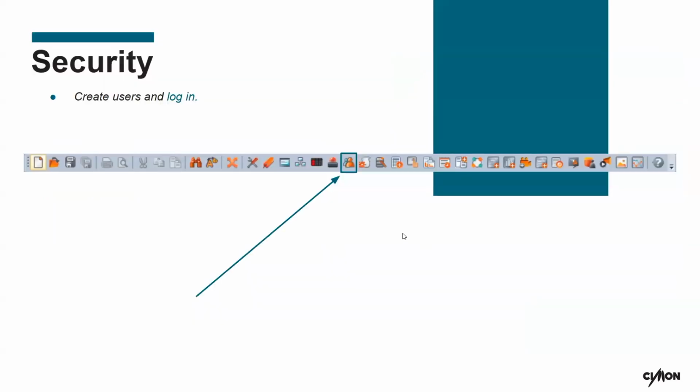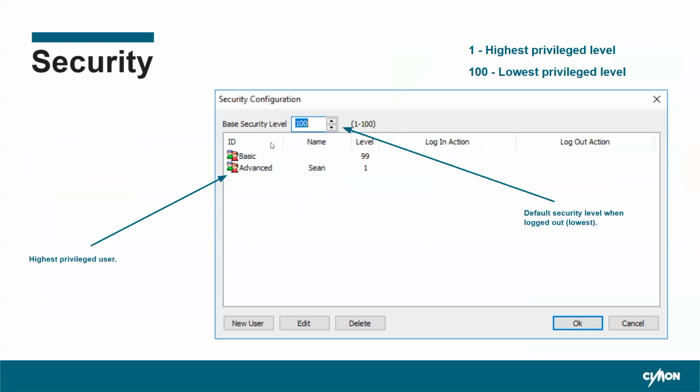Security, this is what I really wanted to get into. So you can create users and have the ability to log in and log off. As I mentioned earlier, there's a tiered approach. There are 100 levels of security, 1 through 100, with 1 being the highest privilege and 100 being the lowest privilege. So by default, you will be level 100. That's what it says right here, base security level. You can actually change the default if you want to.